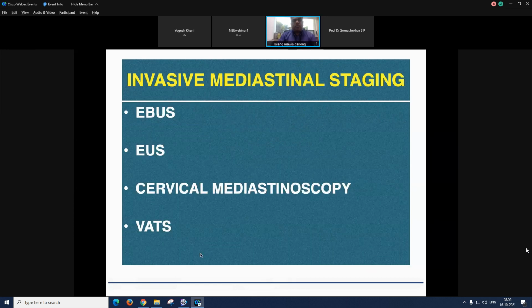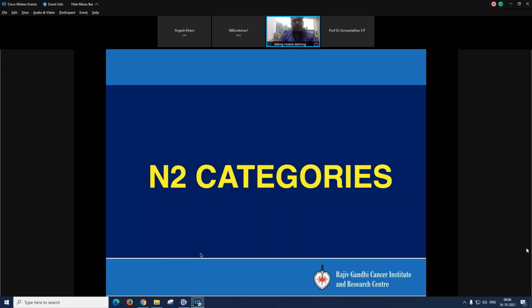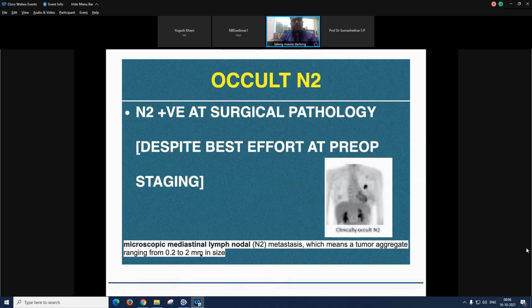So mediastinal node staging, and various methods I've talked about: EBUS, EUS, mediastinoscopy, VATS, and VAMLA. I will not go into the technical details of this. We all know about this. But I would like to share about the N2 categories. There are various categories of N2. It's a heterogeneous group. When you say N2, it means various groups.